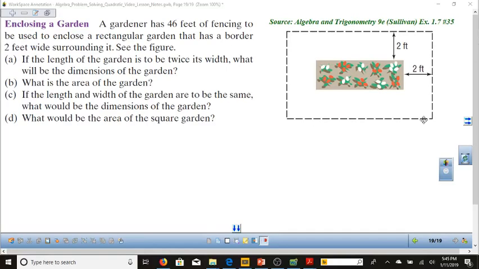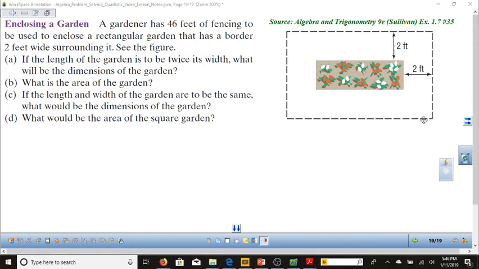This next question is taken from the book Algebra and Trigonometry, 9th edition by Michael Sullivan III, and it's exercise 1.7, number 35. It says, a gardener has 46 feet of fencing to be used to enclose a rectangular garden that has a border 2 feet wide surrounding it, and the figure illustrates that. If the length of the garden is to be twice its width, what will be the dimensions of the garden? What is the area of the garden? Is part B and part C.